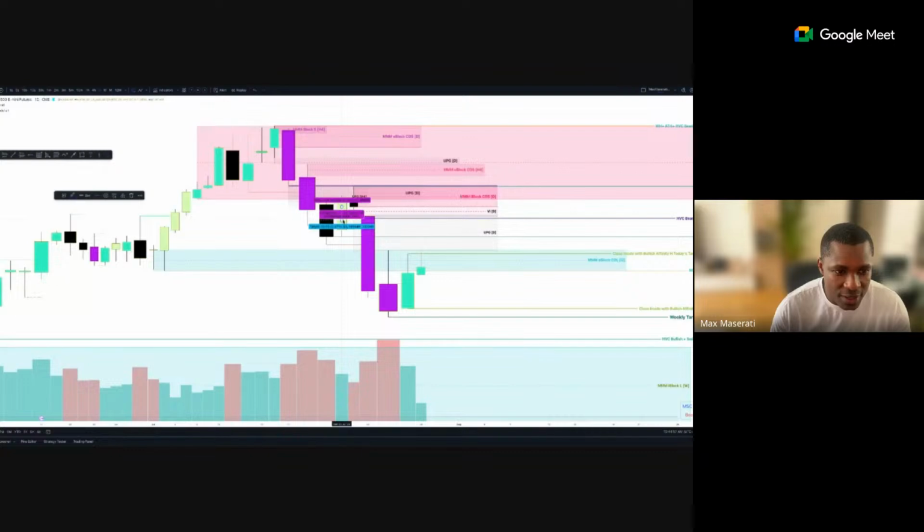This is our HVC bearish now. Let me just delete this trade I took the other day. Oh, plenty of them. All right, so we're going to mark our HVC bearish.